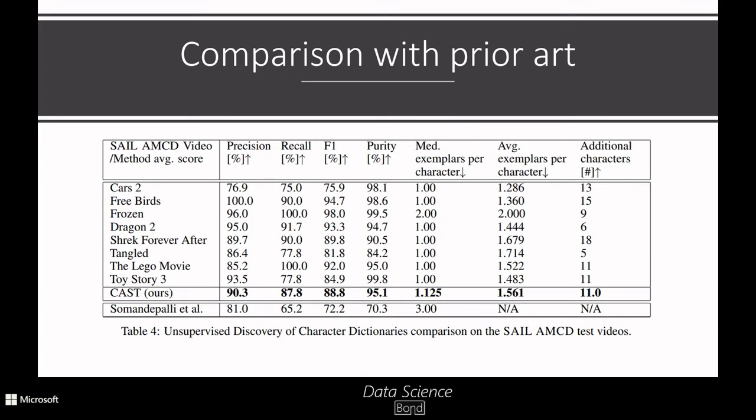And when we compare it over the Stale MCD dataset from 2018, we can see that we get overall much better results. The work by Samandepalli et al. has suggested those metrics. One of them was the median number of exemplars per character. So the optimal is 1, and here we can see that they got 3, and we got a much lower value, which is very much wanted.